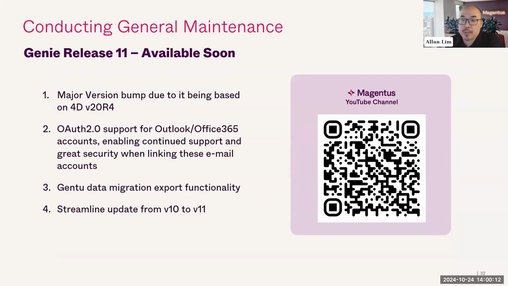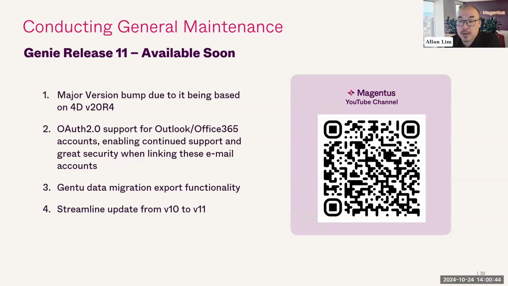Magenta's Practice Management will be releasing Genie version 11 soon. A few of the changes include the Genie codebase has now been updated to 4D version 20. With this being a major release of 4D, we're bumping the Genie version from 10 to 11. Additionally, whilst previous versions of Genie only supported basic authentication of email accounts, with this release, we're also enabling OAuth 2.0 support for authenticating Outlook and Office 365 accounts.